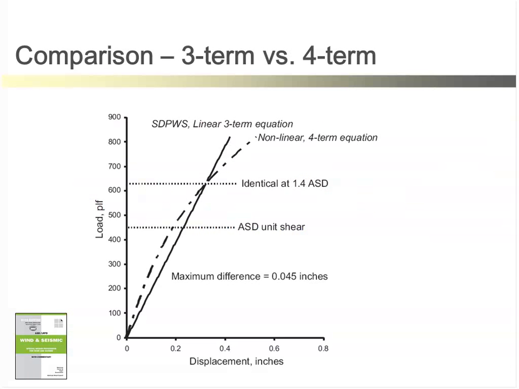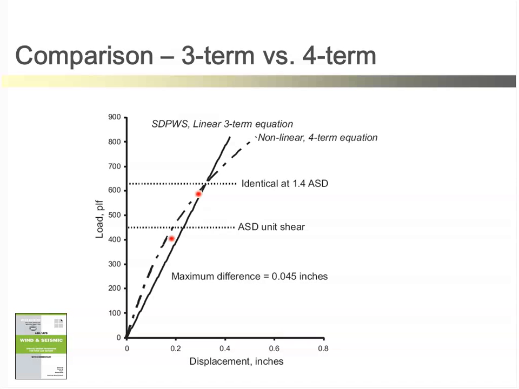Graphically, it looks like this. That 4-term equation is a nonlinear equation represented by this dashed line. The 3-term equation is a linear equation represented by the solid line. As you can see at this point here, at 1.4 times the ASD capacity, which is what's required per the ASCE 7 standard, the values you get will be identical.